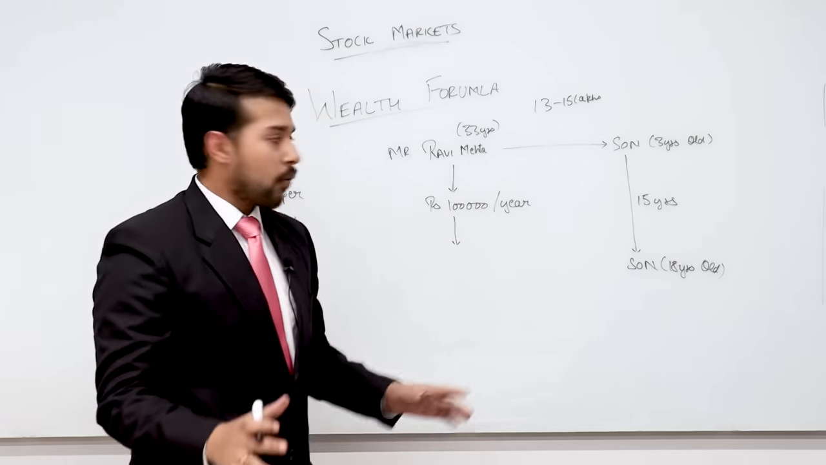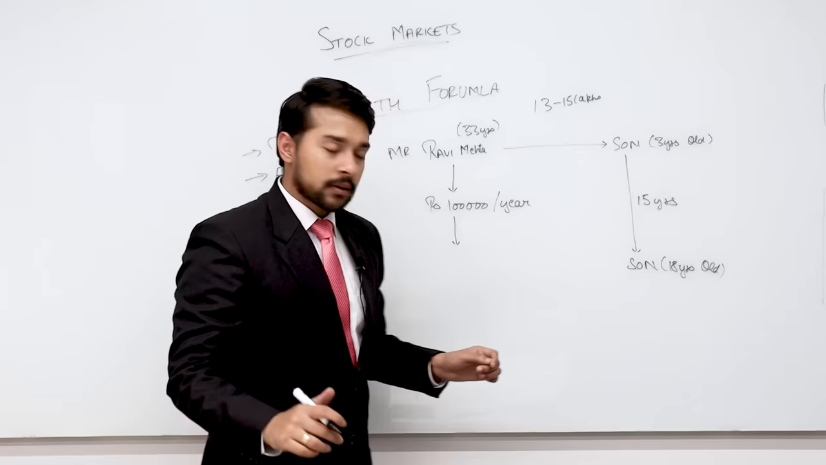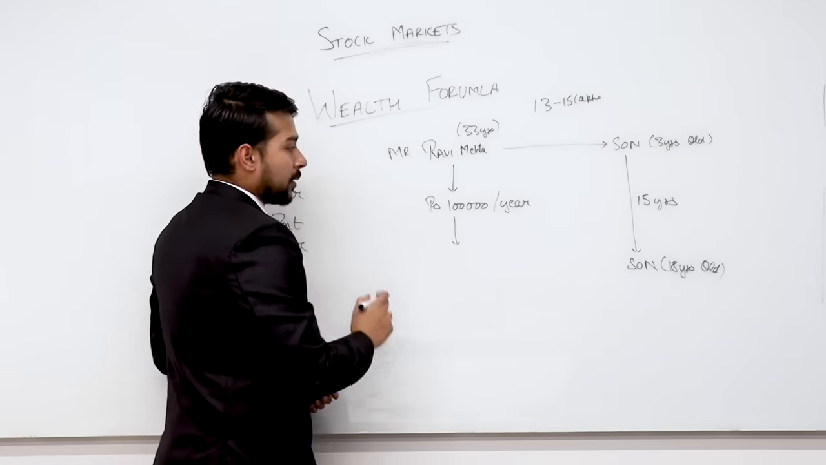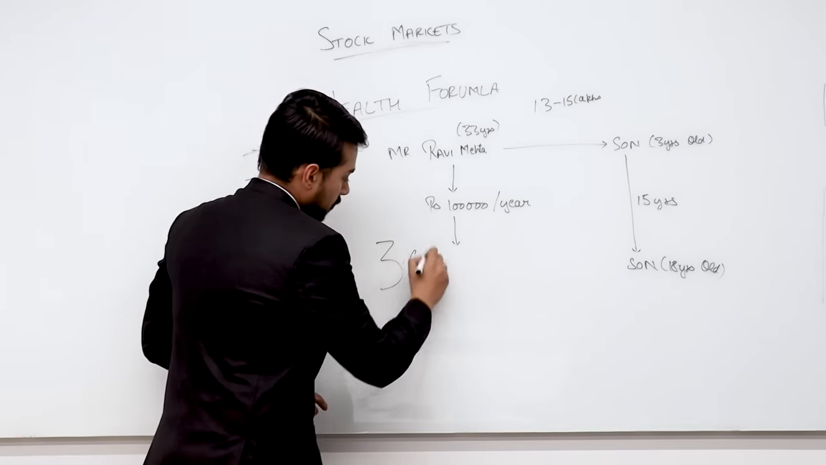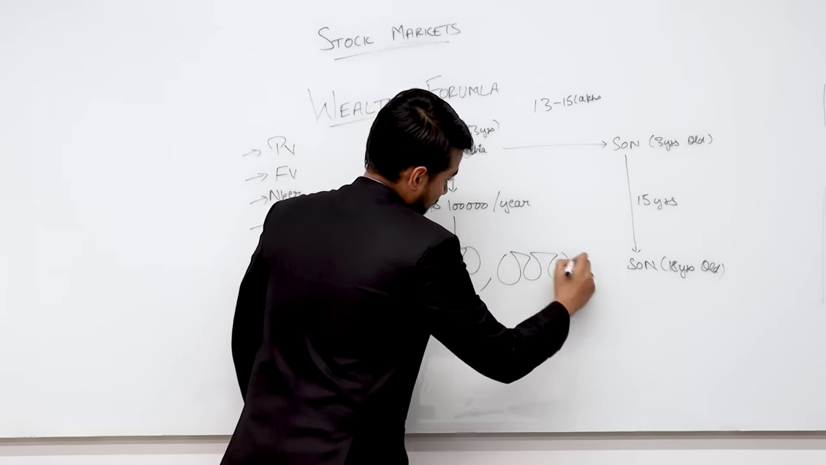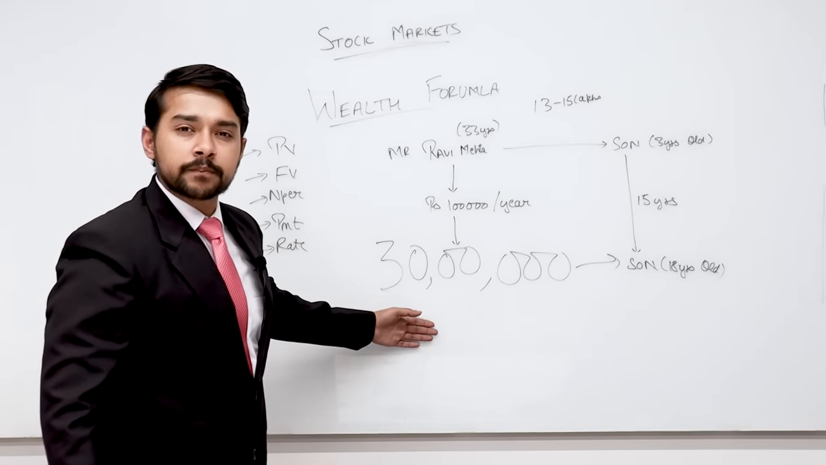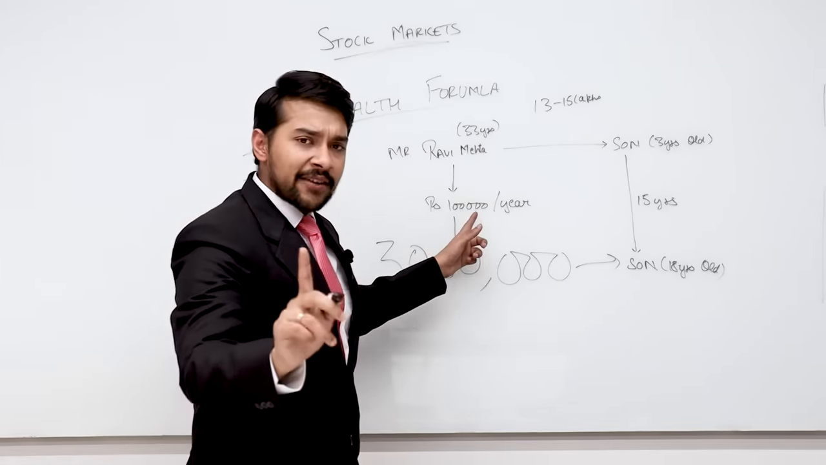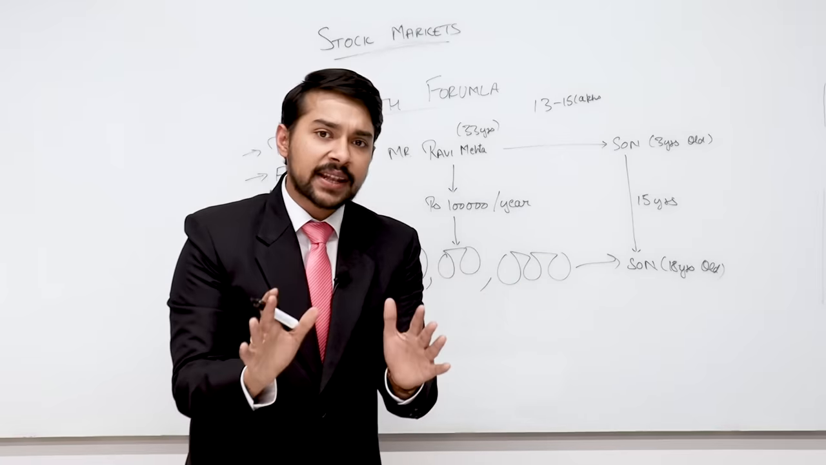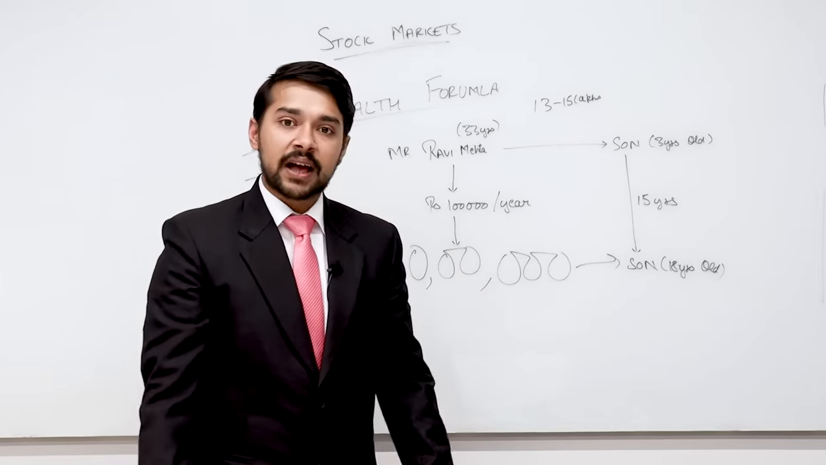So I asked him, okay, Ravi, that is great. Now, what is your target? What amount are you looking at? You know what he told me? I want an amount of 30 lakh. He wants to invest 1 lakh every year for 15 years. That makes it 15 lakhs. He wants 30 lakhs.